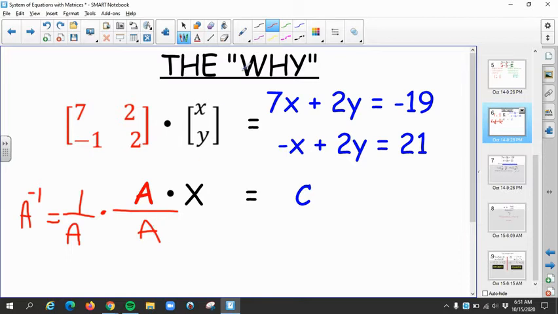So all that to say, what I need to do in a problem like this is solve by finding the inverse matrix. So I'm not going to divide by A. Instead, what I'm going to do is find the inverse matrix of A.